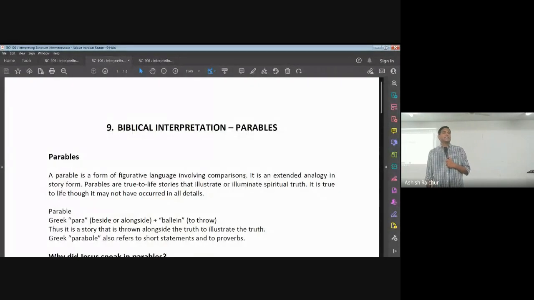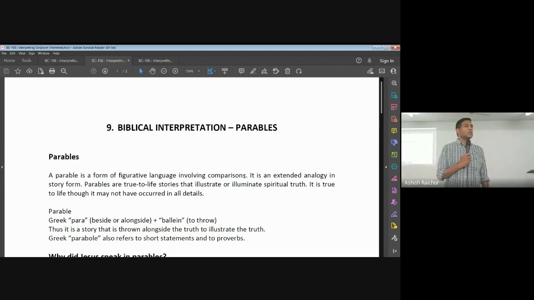We'll talk about parables. Let me share that. So, parables. We are all aware that the Lord Jesus used parables a lot in his preaching and teaching. Now, we do find some in the Old Testament.